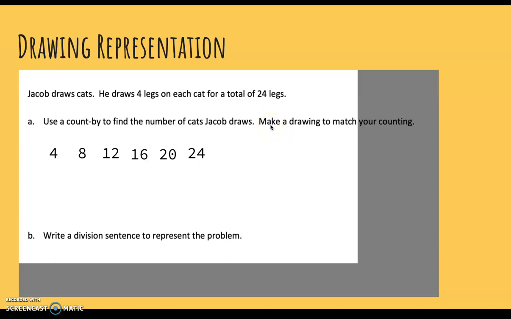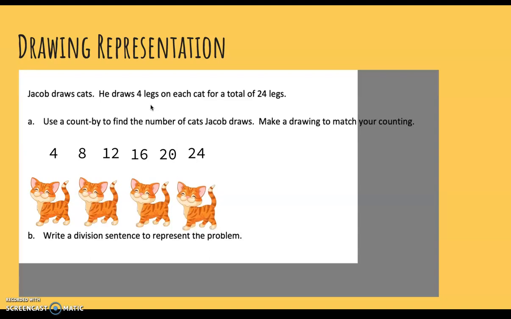And now I'm going to draw a cat. And each cat, how many legs does a cat have? We all know that they have only 4 legs. So here's my first cat. There's 4, 8, 12, 16, 20, 24. I'm going to stop here because we have 24 legs.